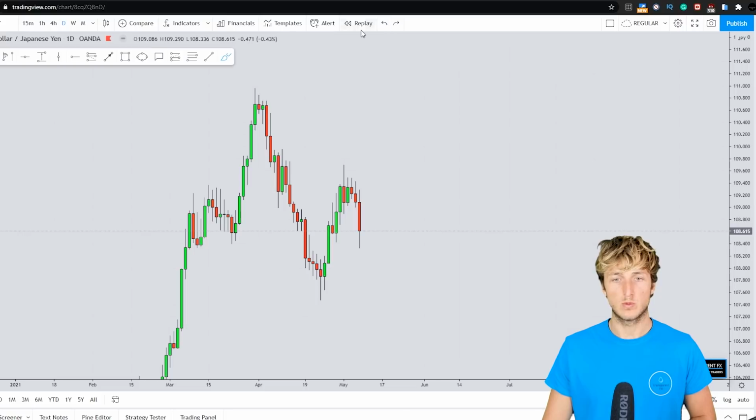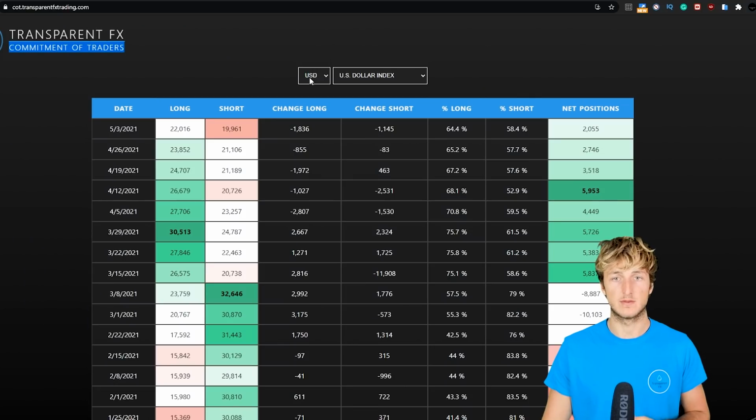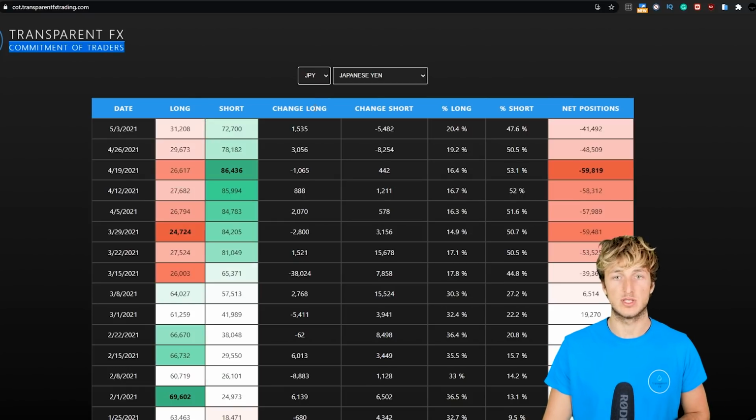Now, if we go and see what we have from a COT perspective, so commitment of traders, which is, as we just said, what hedge funds and the biggest speculators in the market are doing, what we have to do here is check the data for the JPY.